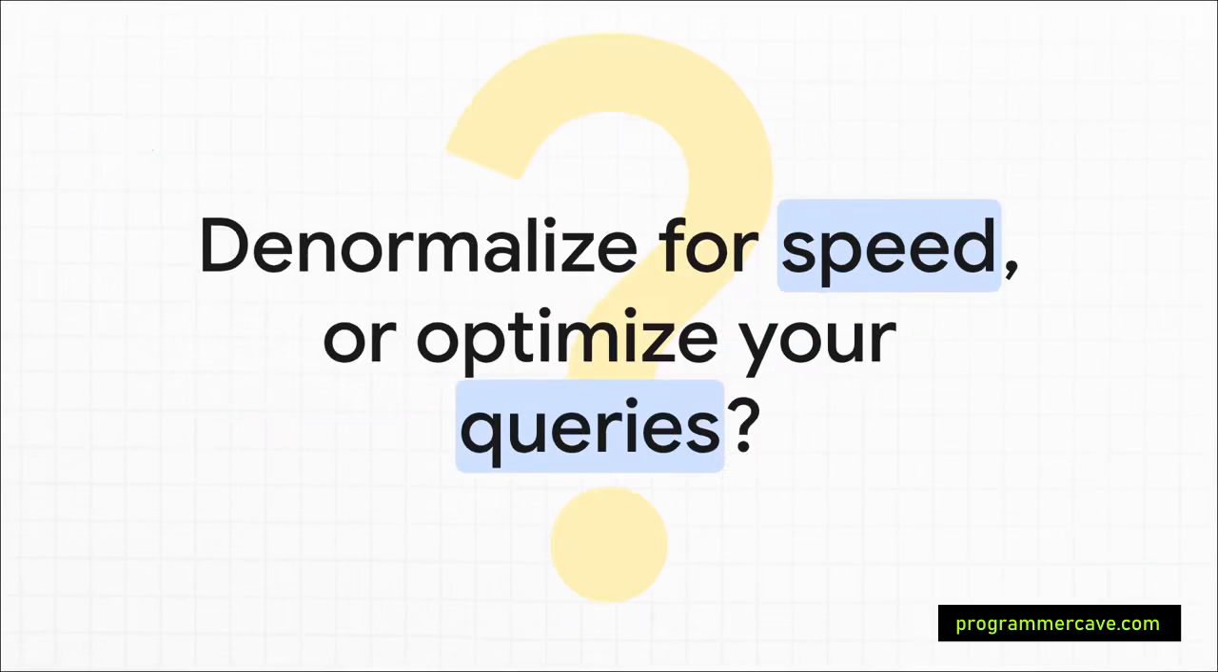So I'll leave you with this question to think about. The next time you're working on a feature and it's running slow and you trace it back to the database, what's your first instinct going to be? Are you going to break the rules and denormalize for that instant speed boost? Or are you going to stick to data purity and try to find a more clever way to optimize your queries? The answer really defines your philosophy as a developer.